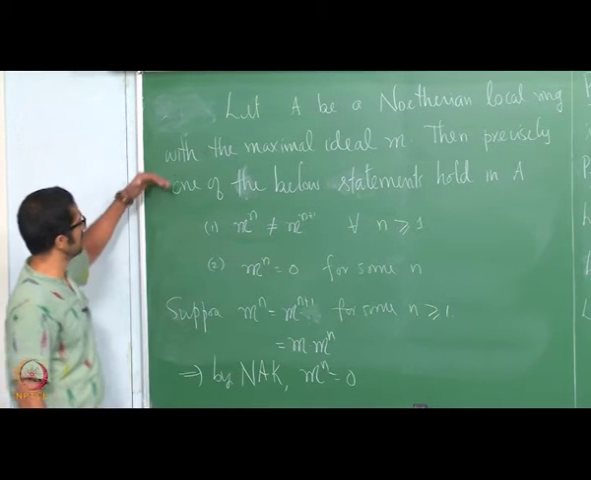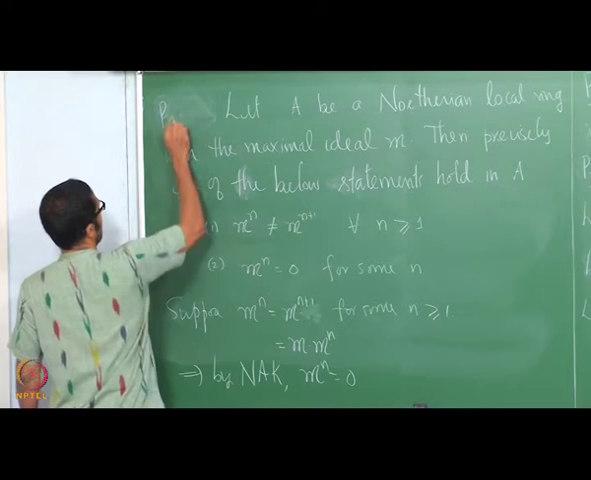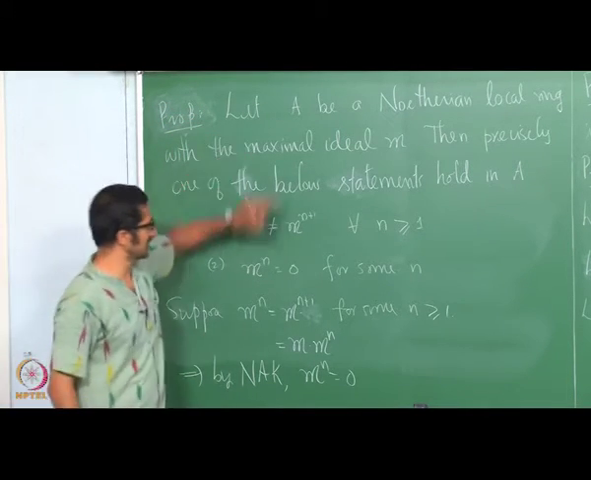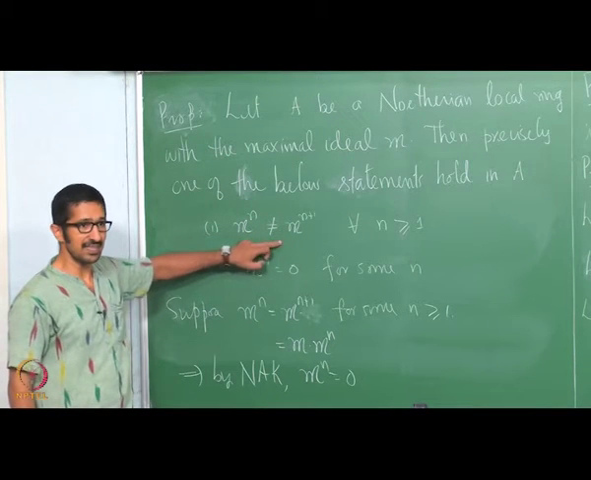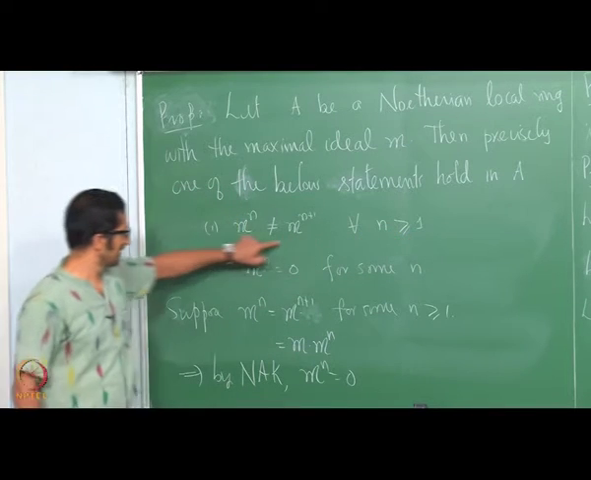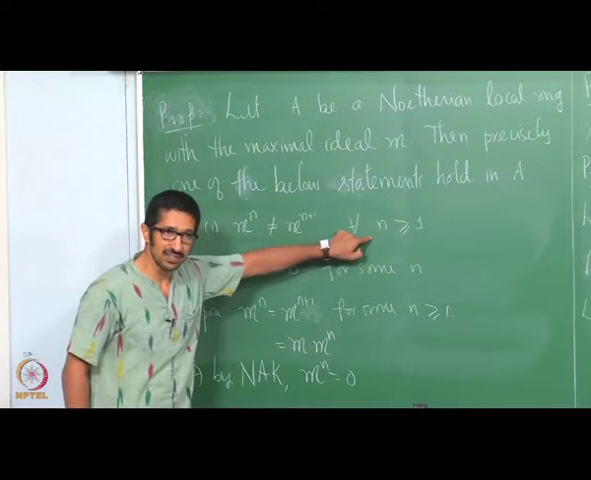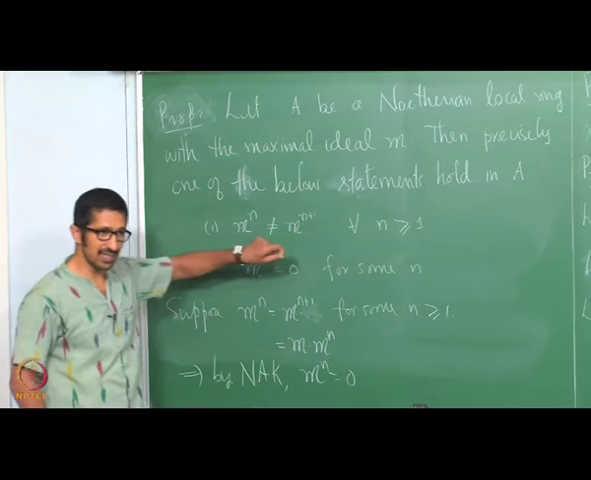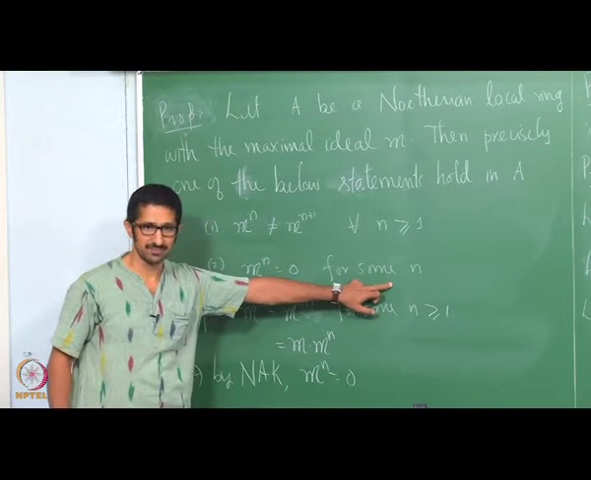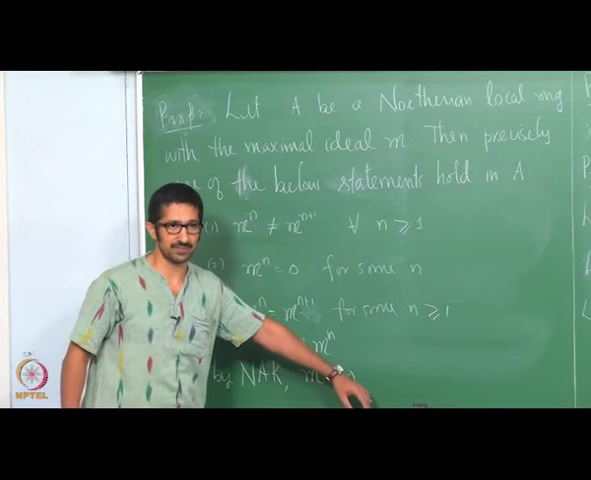So, in a Noetherian ring, either it is not Artinian, in which case we have this true, or in the other case it will be Artinian, and in that case this is true. That is precisely what we have proved.